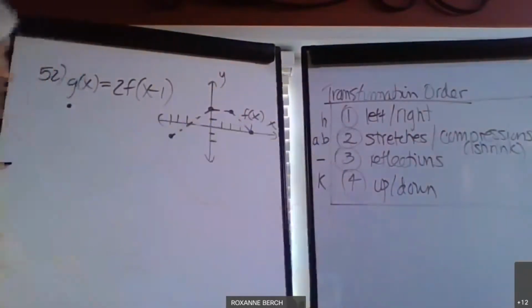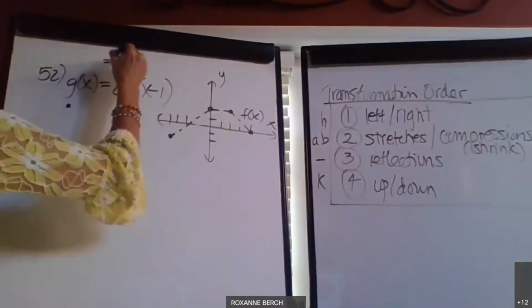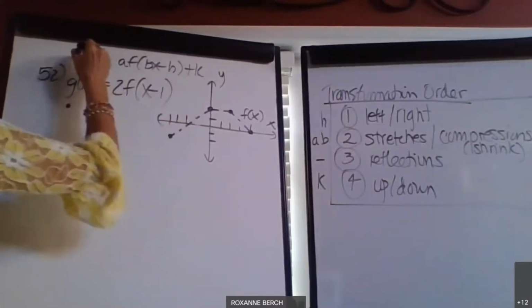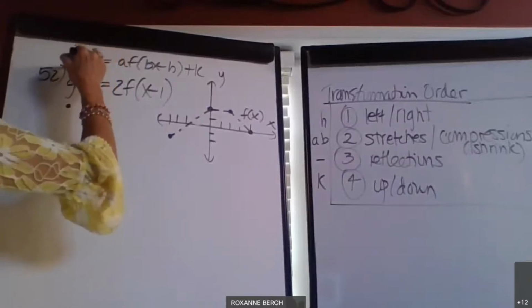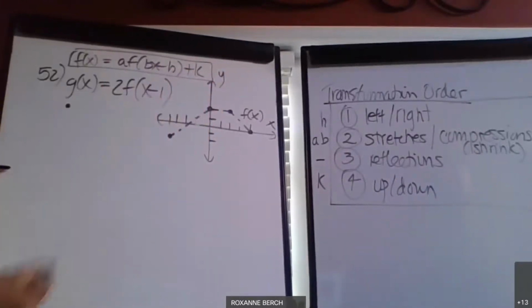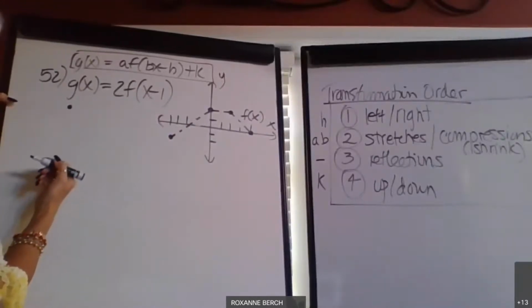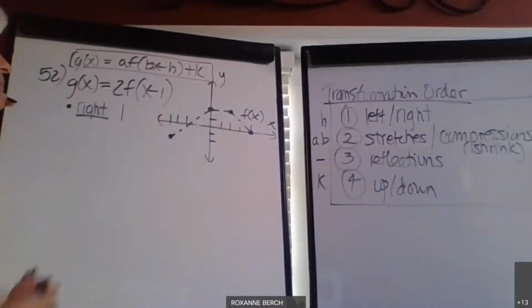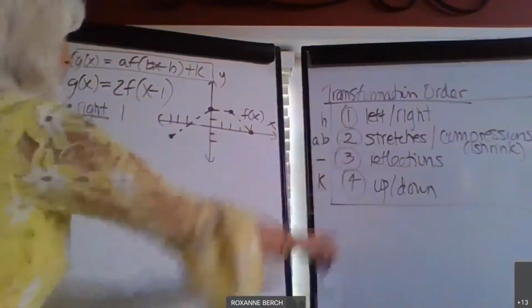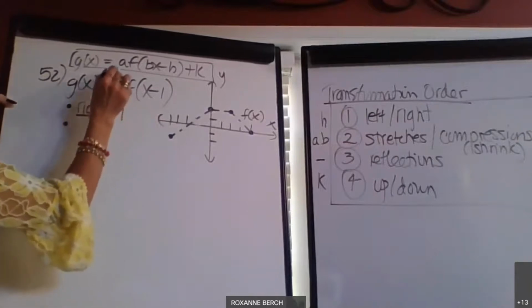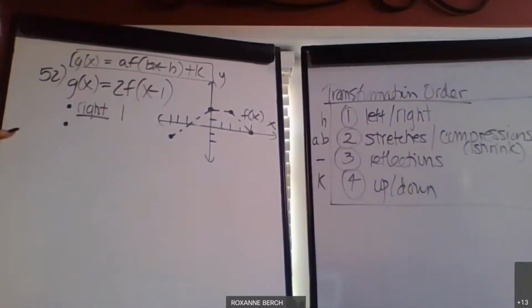State the transformation. Can you go left or right? Do you have an H? Yes, you have an H. So what are you going to go, right or left? Right. And the reason why is that negative is part of the form. Okay, do you have any stretches or compressions? So is this A or B? Is it vertical or horizontal?